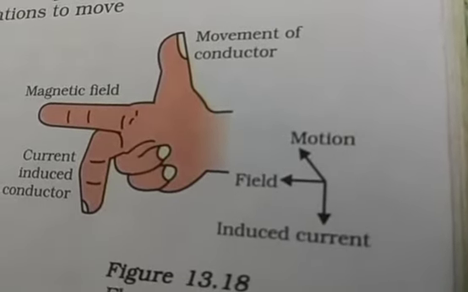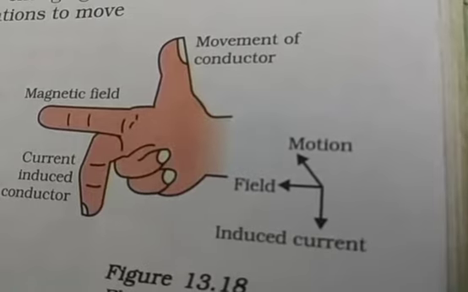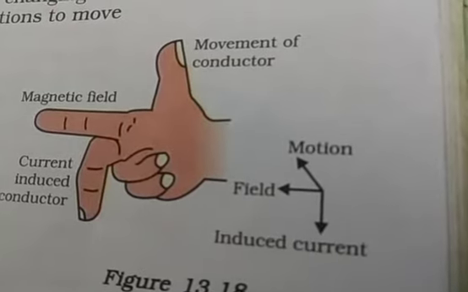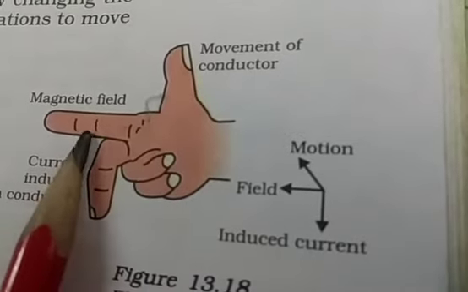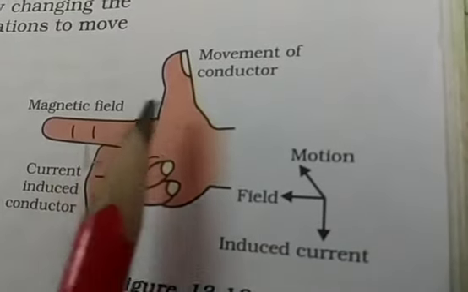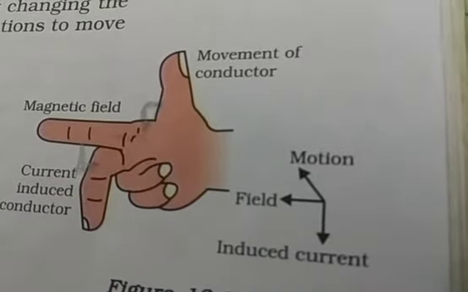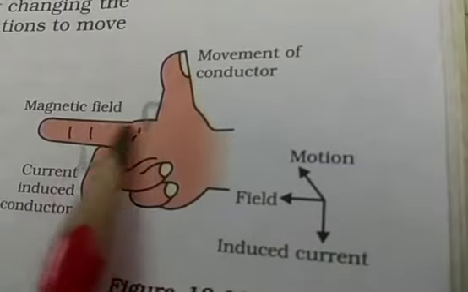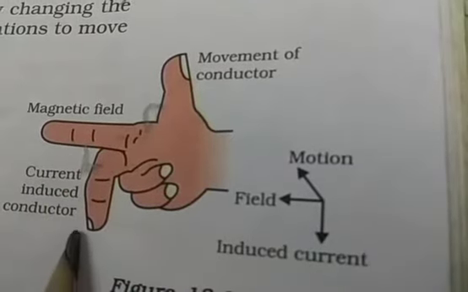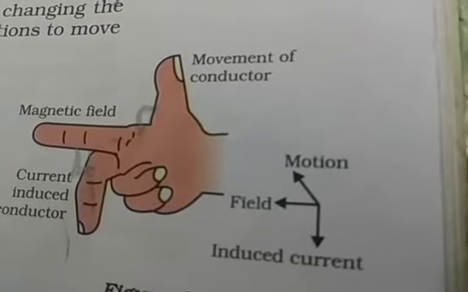Stretch the thumb, forefinger and middle finger of the right hand so that they are perpendicular to each other. You can see here it is perpendicular. This is 90 degrees here, again here 90 degrees, perpendicular to each other. Now what it is showing: if I keep the magnetic field here, then the induced current in the conductor will be here.